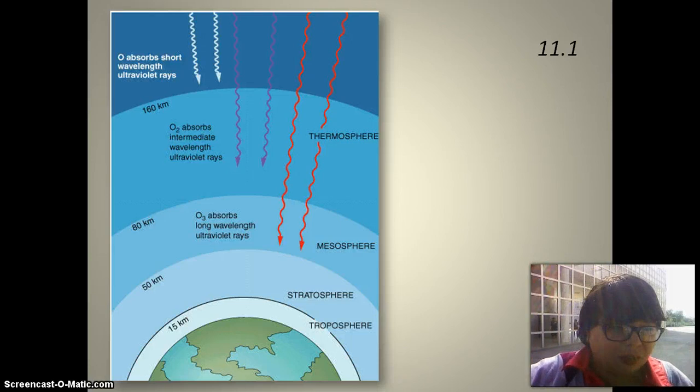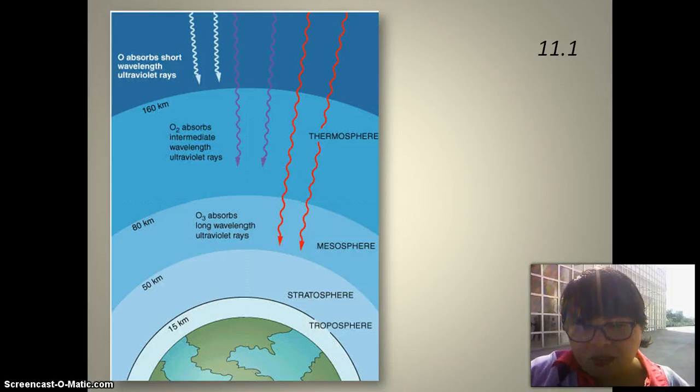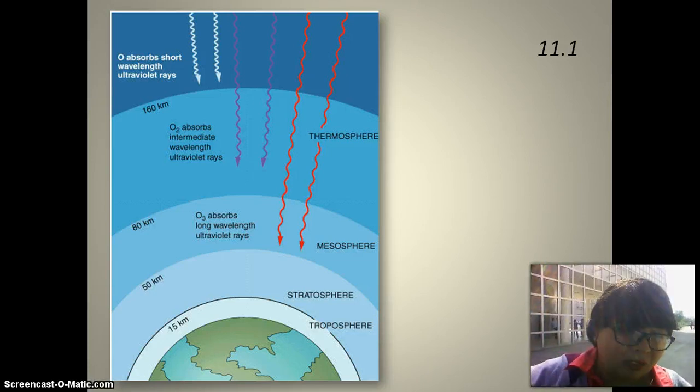Then we get the stratosphere, which is 50 kilometers. I don't know if you want to call it thick or high. The stratosphere protects us against the UV rays. As you can see, the rays don't pass that.